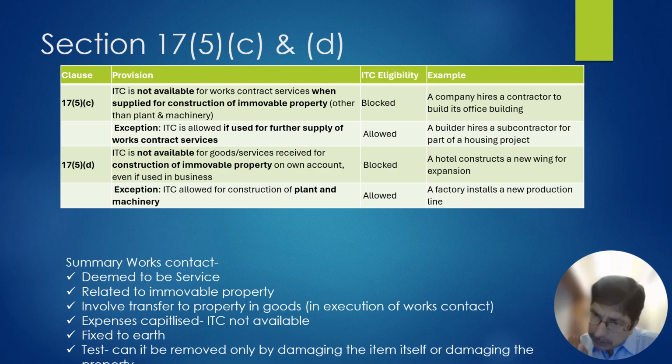Second, works contract is only related to immovable property. In no other case is there a works contract. First, it is deemed to be a service. Second, it is only related to immovable property. Third, it involves transfer of property in goods in execution of the works contract. The expenses, if capitalized, ITC is not available. It means if the expenses are repair in nature, ITC is available.